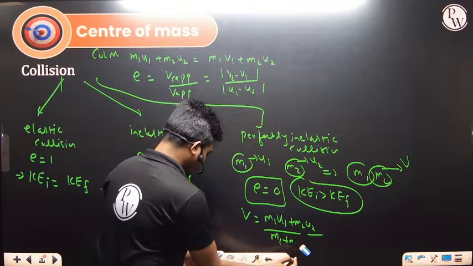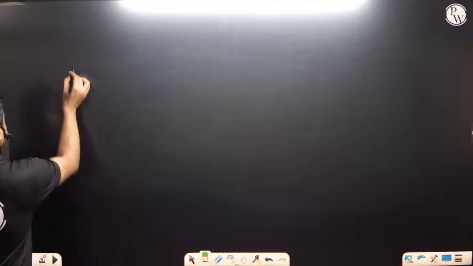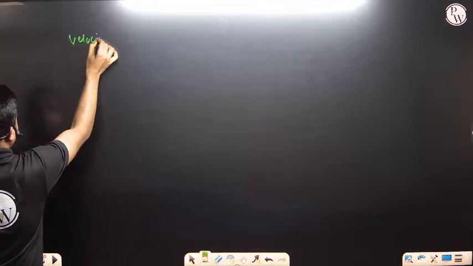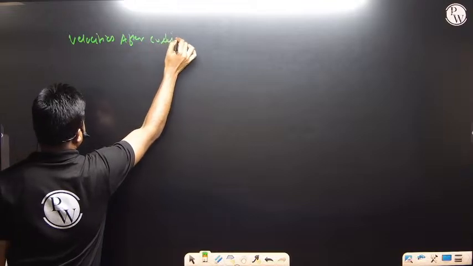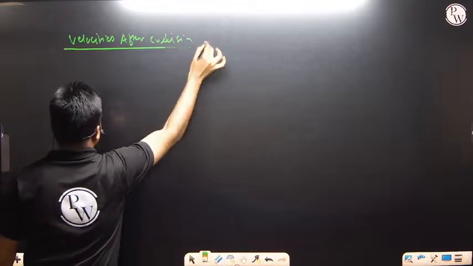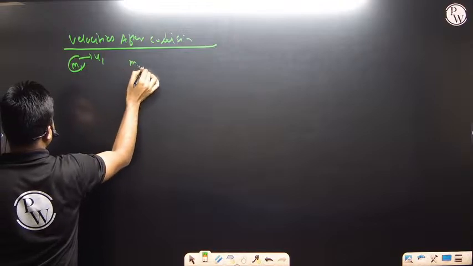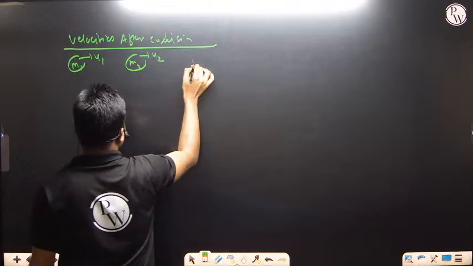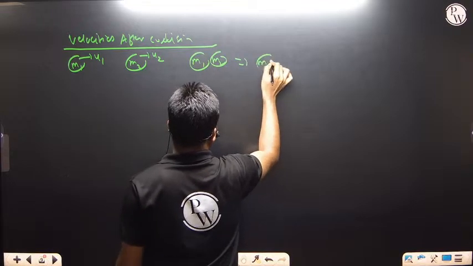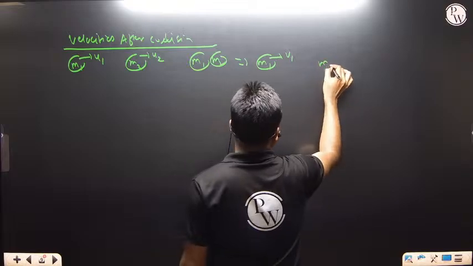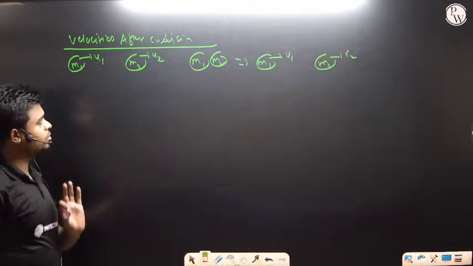And there is one direct formula that you can note down for this collision part, that is velocities after collision. Mass m1 is moving with speed u1, and second mass m2 is moving with speed u2. They collide with each other. After collision, mass m1 will move with speed v1 and mass m2 with speed v2. Then what are the velocities v1 and v2? You can note down here.